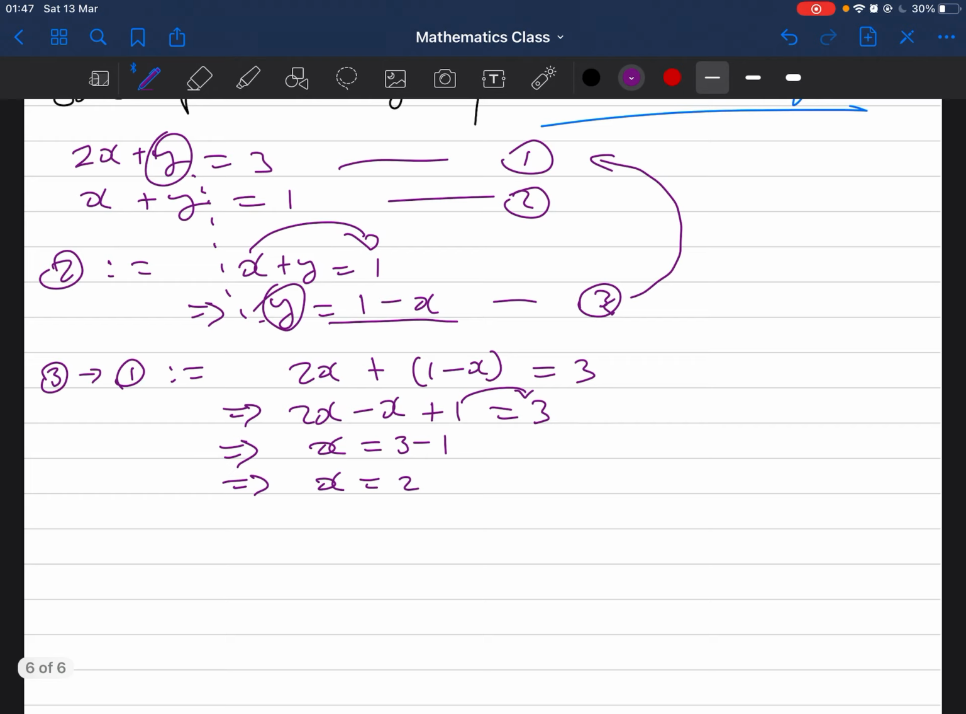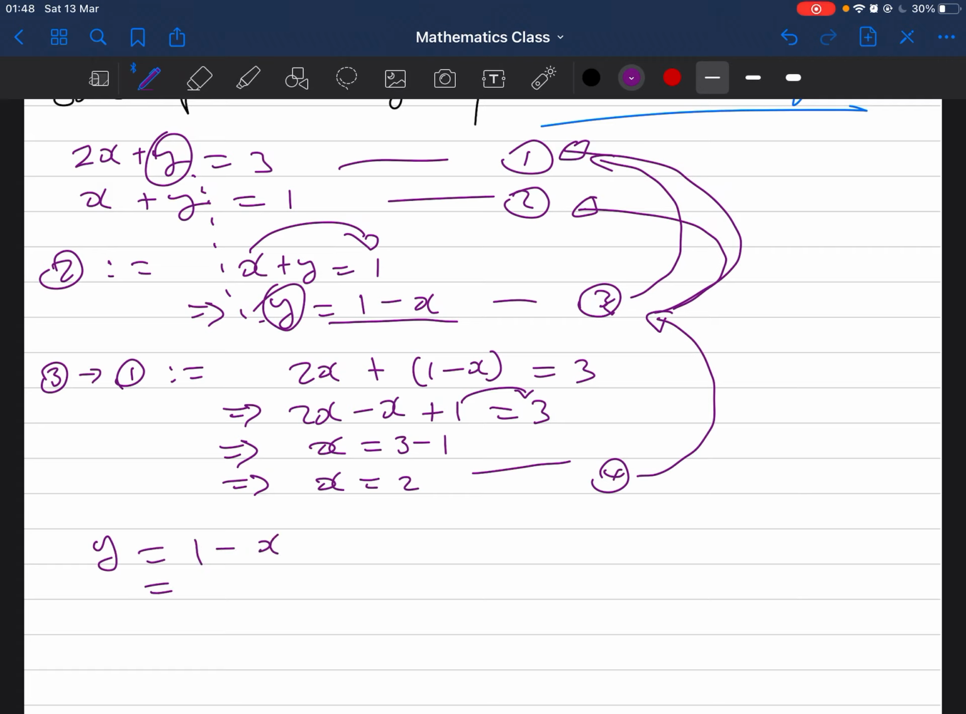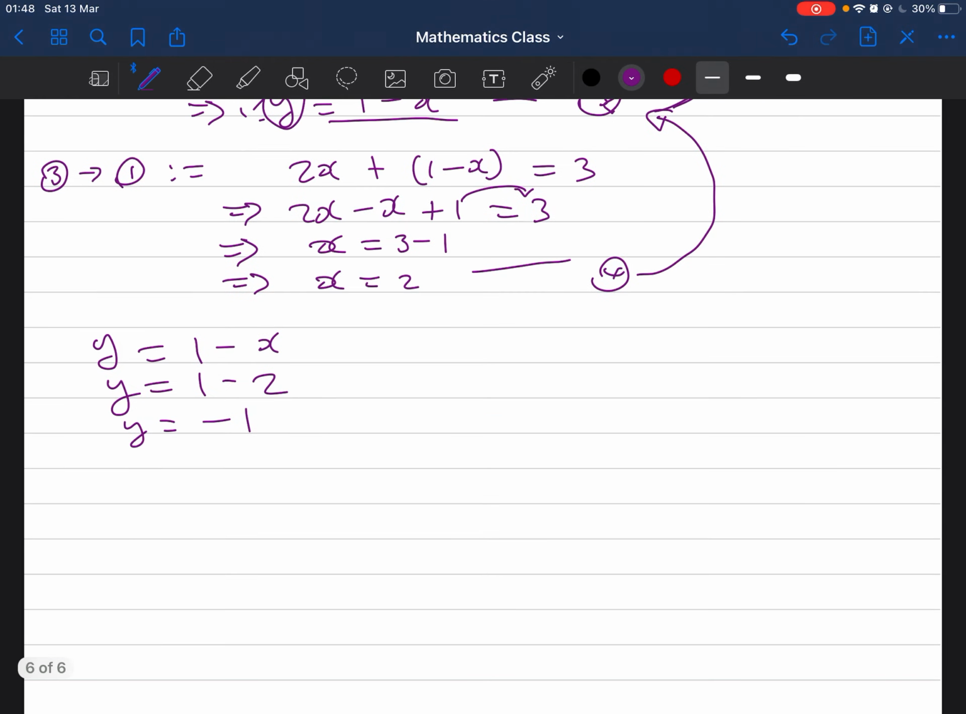You can now take your x, which is probably your fourth equation, and substitute it back into the third equation. You can also substitute it back into the second equation, or into the first equation, and solve for y. It's really up to you, but the third equation looks easy because you already have y as the subject of the formula. So y is equal to 1 minus x. Where there's x, you put 2, so 1 minus 2, so y is equal to minus 1. So you've solved for y and you've solved for x.